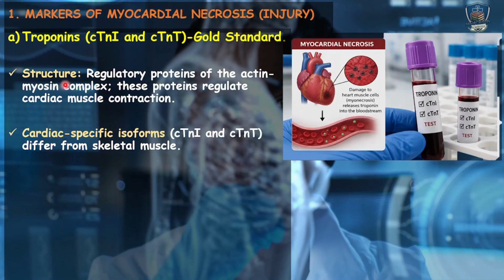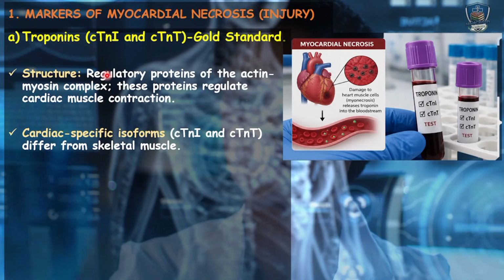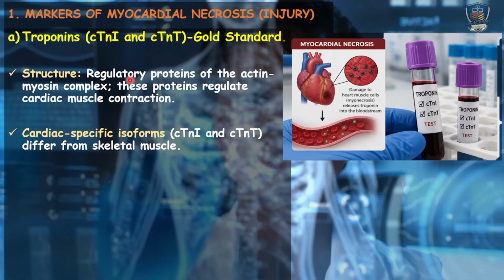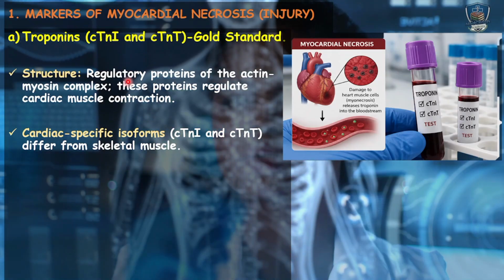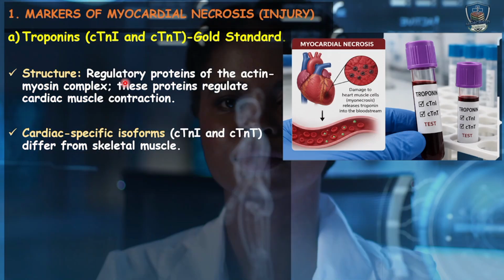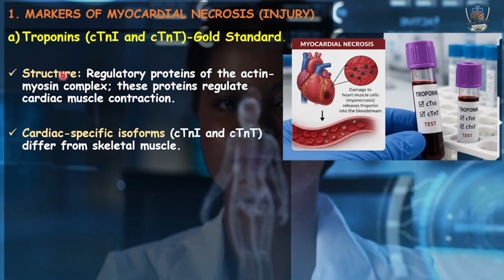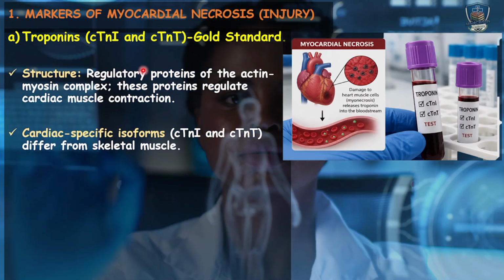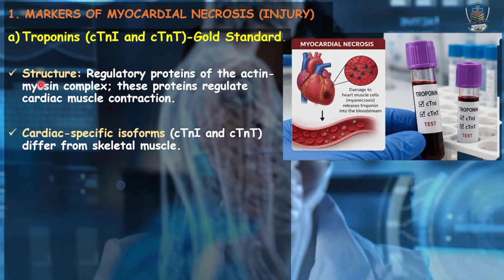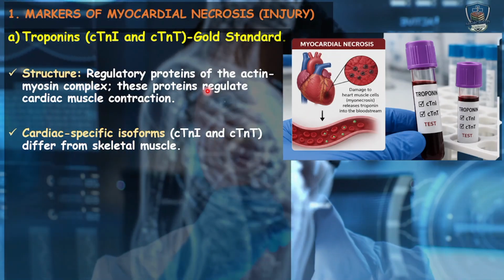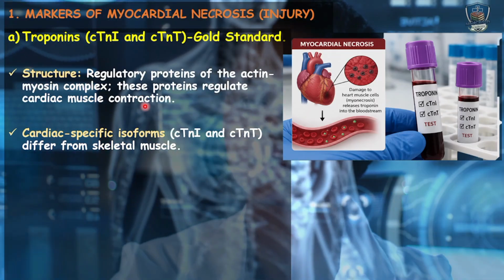So what's the term troponin? Certainly you guys, when you did physiology, especially the physiology of muscle contraction, came across this term called troponin. So how do we define troponin? Troponin are regulatory proteins of the actin myosin complex. They always regulate the cardiac muscle contraction.